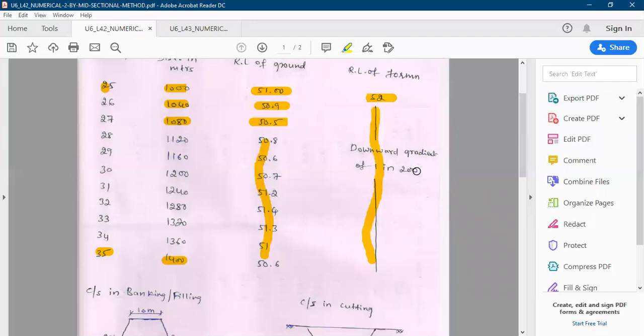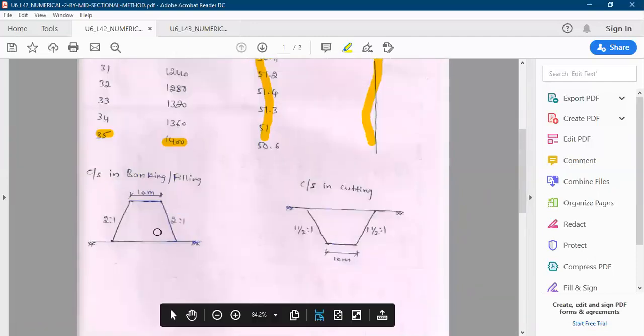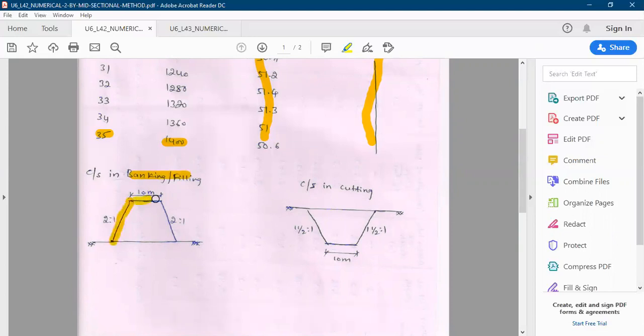Now let us try to write the cross section. So cross section of the portion in banking or filling. So this is the cross section as you have seen in the previous classes, which can be drawn in the filling. So this is the cross section which can be drawn in the cutting portion. Right, so in the question the side slope at the banking is given as 2:1 and in the cutting it is given as 1.5 to 1.